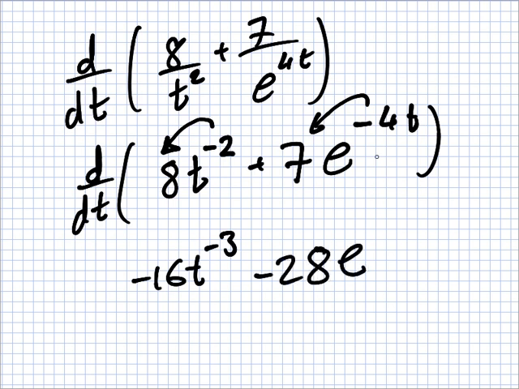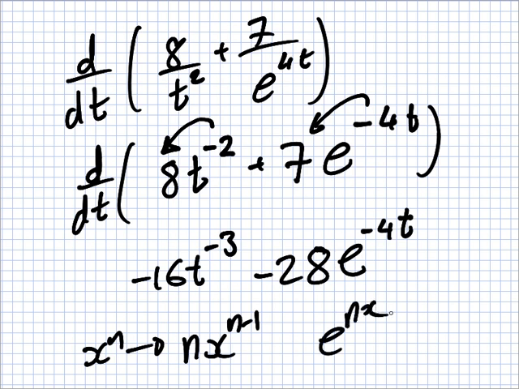And then for e, if you check the formulas I gave you, the power doesn't change in the table I gave you. So I think I said x^n becomes nx^(n-1), and e^(nx) becomes ne^(nx).